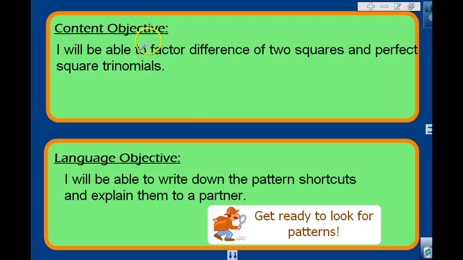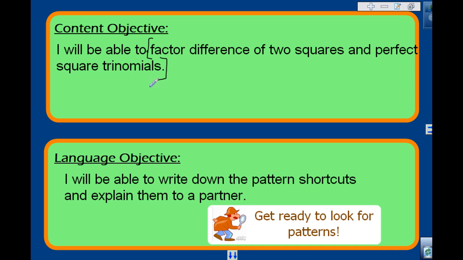So write this down. The title. Write down the title: Factor difference of two squares and perfect square trinomials. Now, this is really going to be two shortcuts. One of them is called difference of two squares. One is called perfect square trinomials.